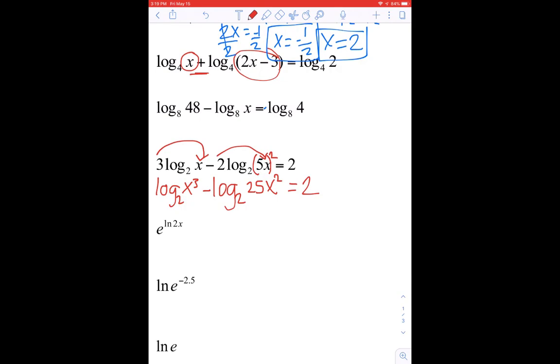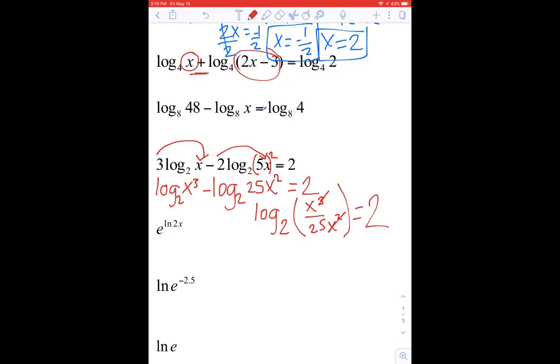Now it's a subtraction sign between these two logs, so I can combine them. They're going to be log with the same base of 2, and they're just going to be divided by each other. So it's going to be x to the third over 25x squared, okay? And then the other side is still the 2 that it was from the beginning. And then this can simplify: if you have x cubed on the top and x squared on the bottom, those can go away, so it's just x over 25. There's one x left on the top, you took away 2 of them, and then it's just 25 on the bottom.